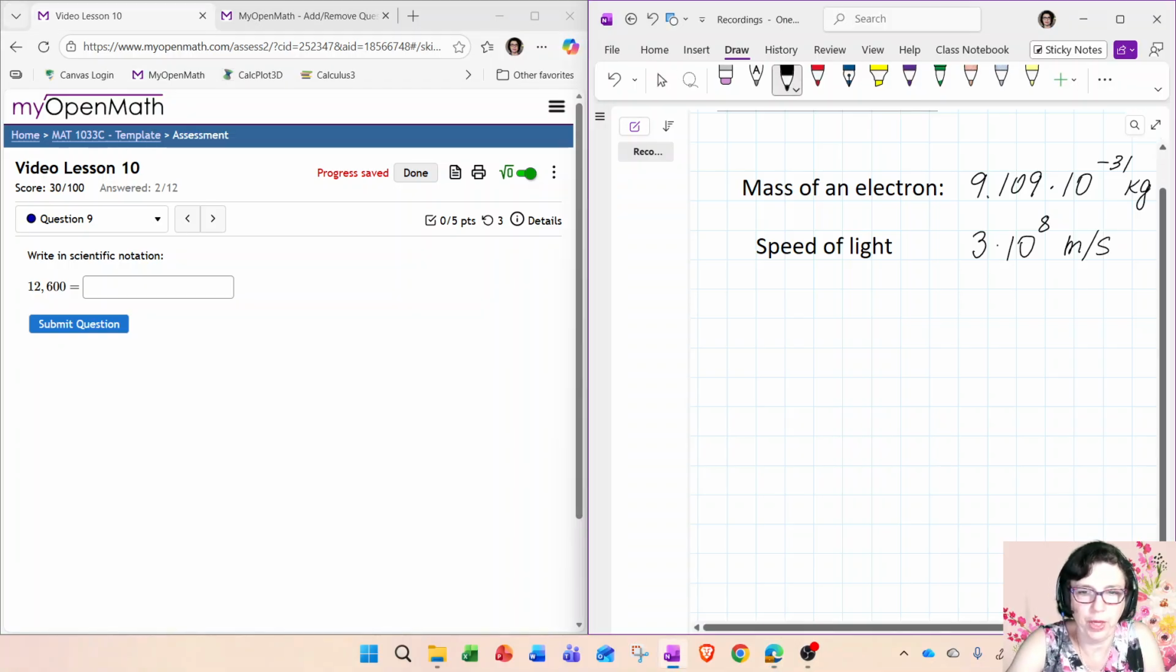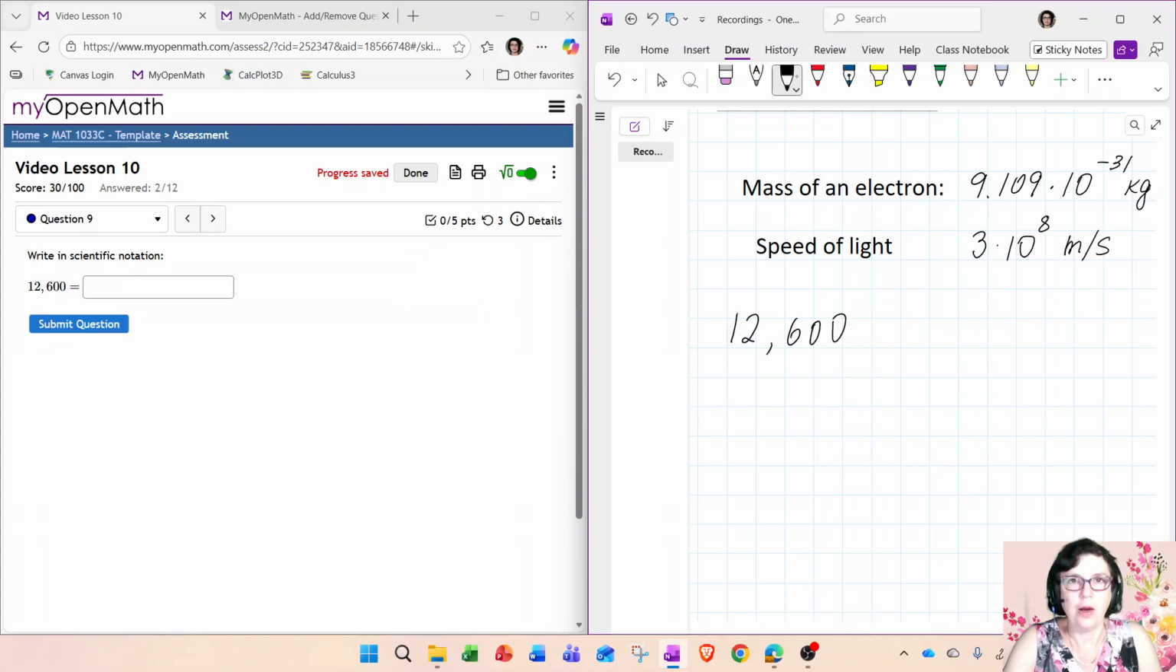The first example we have is 12,600. Now, this number does not have a decimal point. We need to insert it. If a number has no decimal point, insert it at the end of the number. Okay? Now, after that, I want to move this decimal point until the number that I get is between 1 and 10. It has to be either 1 or more, but it should be less than 10. What you do is you jump either to the left or to the right until you get to that.